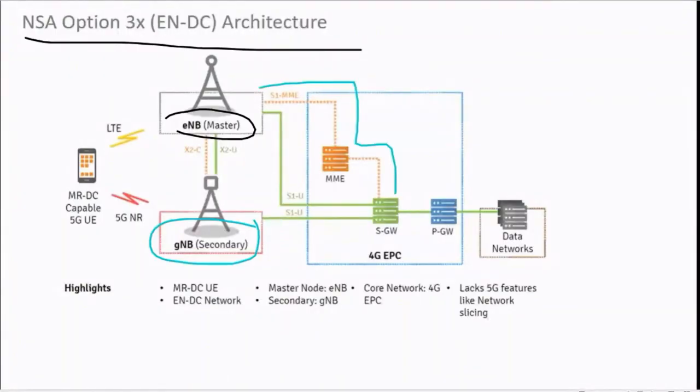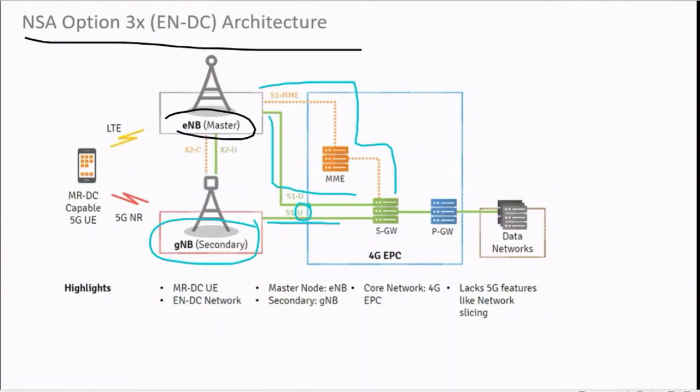Control plane connectivity with the core, because this E node B, which is LTE, is connected to the EPC through the control plane. You can see S1 MME, which is the control plane connectivity. And the G node B, why is it called the secondary? Because it has only the user plane connectivity with the LTE core. That's why it is called the secondary. So the master node has both control plane as well as user plane connectivity, but the secondary has only user plane connectivity with the 4G EPC.